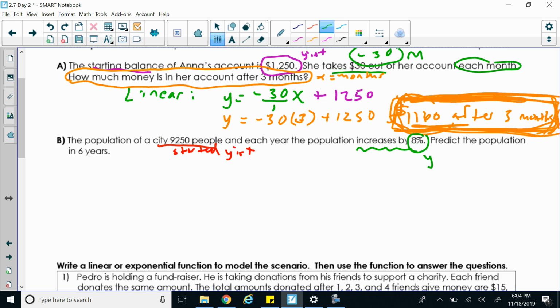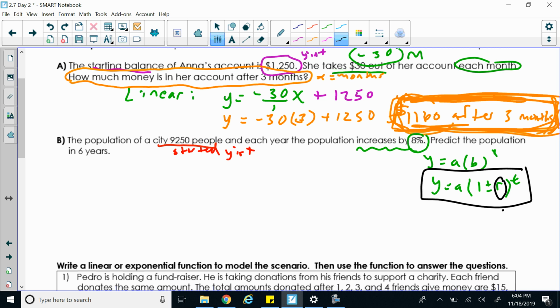Our exponential equations are y equals a times b to the x power, or y equals a times 1 plus or minus r to the t, and t is really x. This second equation is what we're going to use because our rate is our percent. Anytime you have a percent, you're going to use a rate. So we go y equals 9,250 times 1, and since it's increasing by 8%, plus 0.08, raised to the x power.